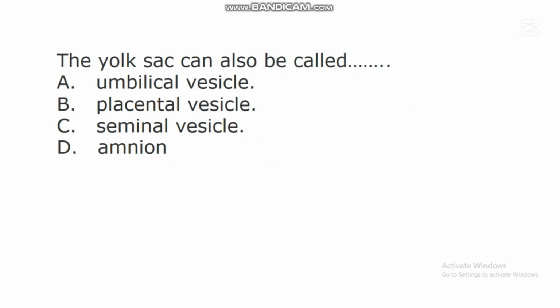The next question says, the yolk sac can also be called dash. A. Umbilical vesicle. B. Placenta vesicle. C. Seminal vesicle. D. Amnion. In this question, the correct answer is A. Umbilical vesicle. This yolk sac is also regarded as umbilical vesicle. So when a scientist is talking about umbilical vesicle, that scientist is referring to yolk sac.